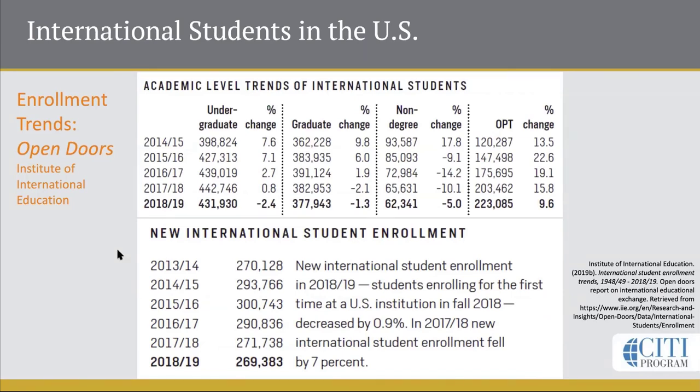Digging into the Open Doors data also shows some concerning trends. Because universities are responsible for reporting on F1 students through their OPT authorization, the numbers reported for F1 students in the U.S. include recent graduates who are currently on OPT. In looking at this data, you can see that the only student group that increased in 2018-19 was the group of students on OPT, so students not even enrolled at U.S. universities. Undergraduate, graduate, and non-degree students actually all decreased in 2018-19.